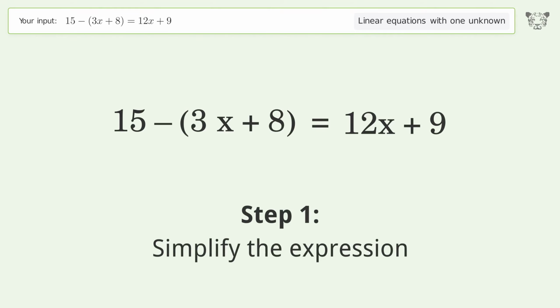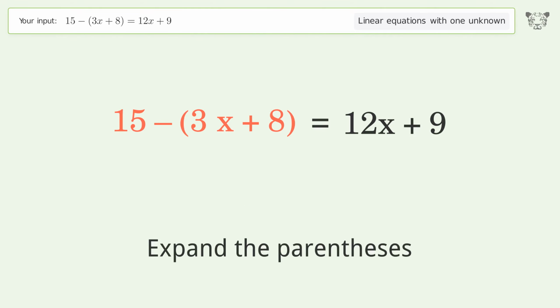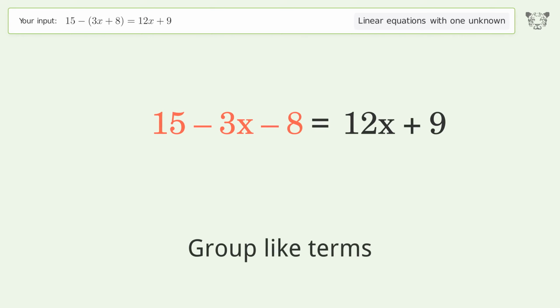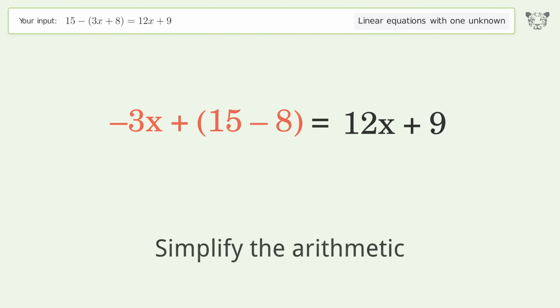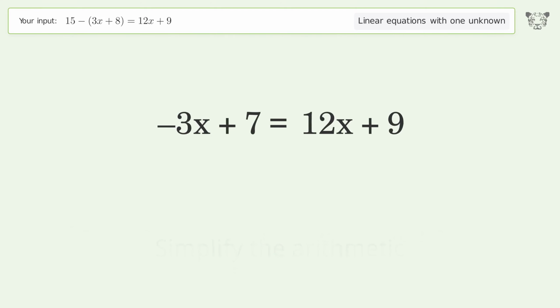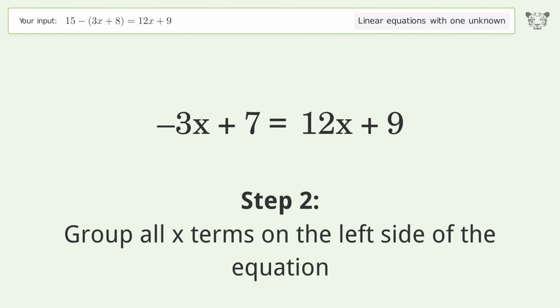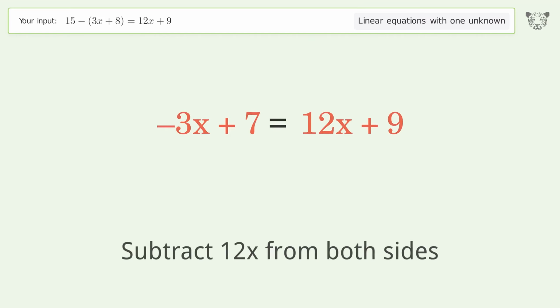Simplify the expression. Expand the parentheses. Group like terms. Simplify the arithmetic. Group all x terms on the left side of the equation. Subtract 12x from both sides.